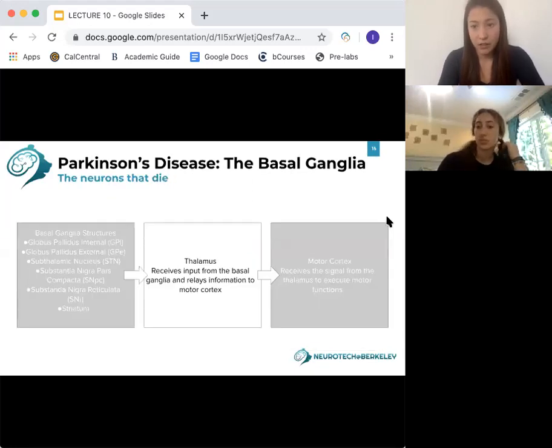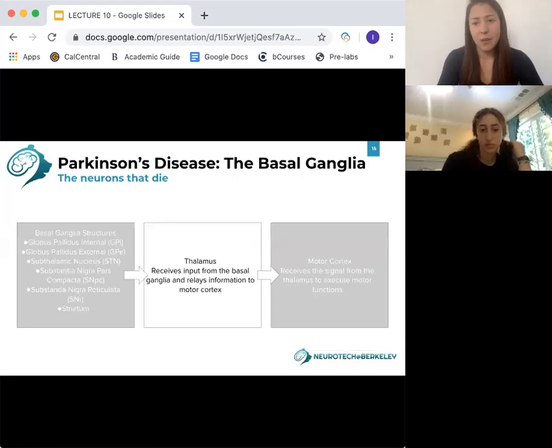First, the basal ganglia. So the basal ganglia are a cluster of neurons in the brain named for their location near the base of the brain. The main role of the basal ganglia is to receive inputs from the cortex, process these inputs, and relay an output to the thalamus, which then in turn signals other parts of the cortex.